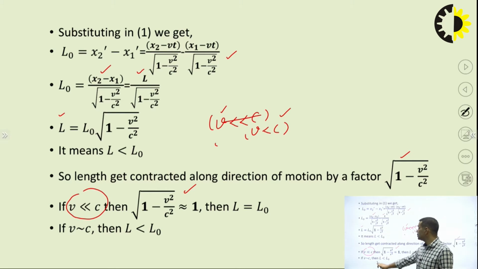Now, if v tends to c, another condition which we have discussed, in that case L is always less than L naught. That means the observed length will always be less than the actual length. So we can conclude here that length will always be contracted, but the primary condition is that v tends to c.